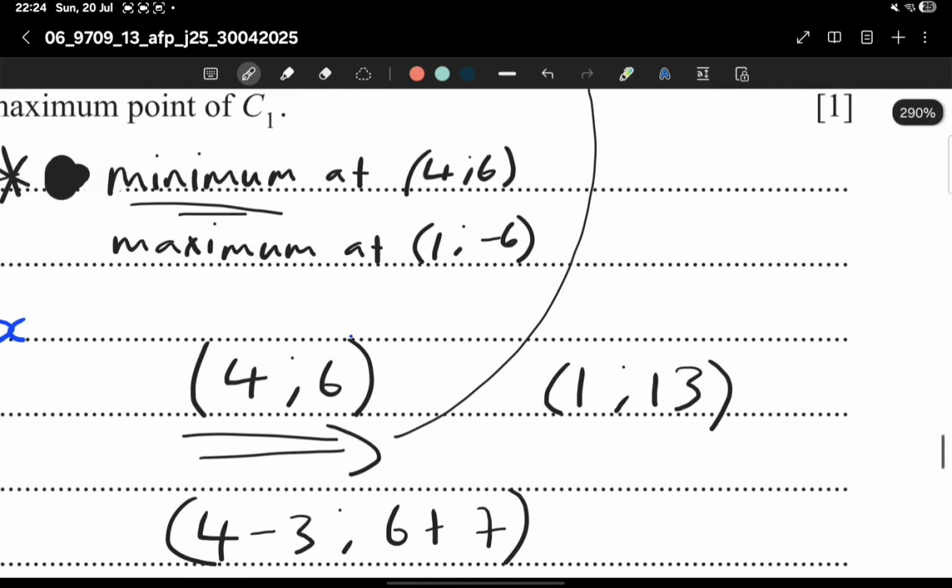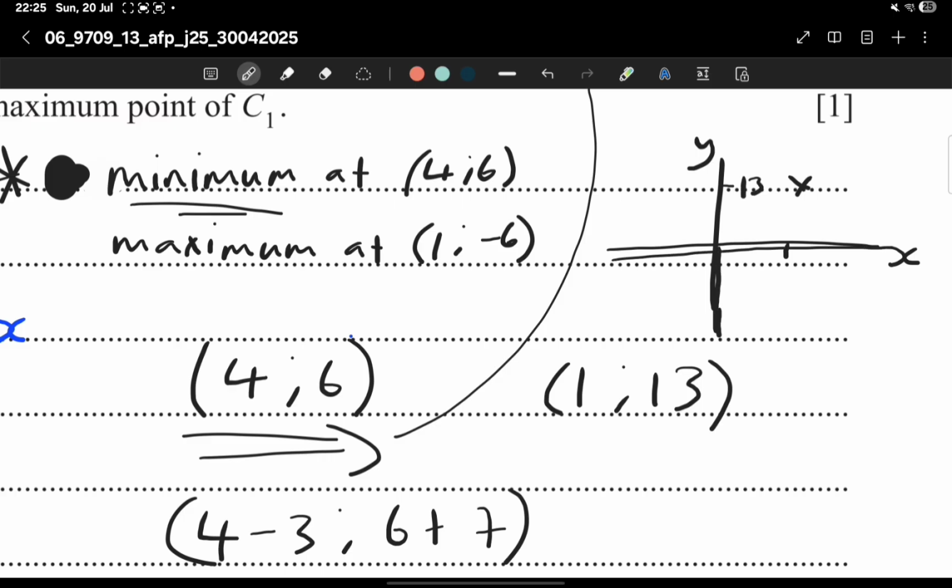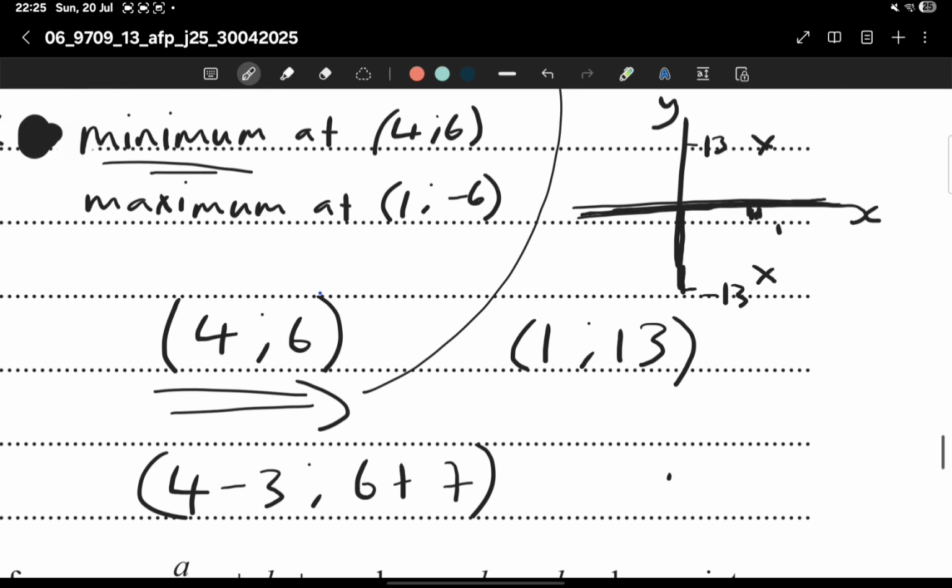So for us to reflect this point in the x direction, let's try and picture this. If we have our y and our x, then the point 1, 13 like this. If we were to reflect it in the x-axis, we will get a point which is here, which has the same x value, 1, but the y will be negative, minus 13. So the final point will be 1, minus 13. This will be the maximum for the new curve C1.